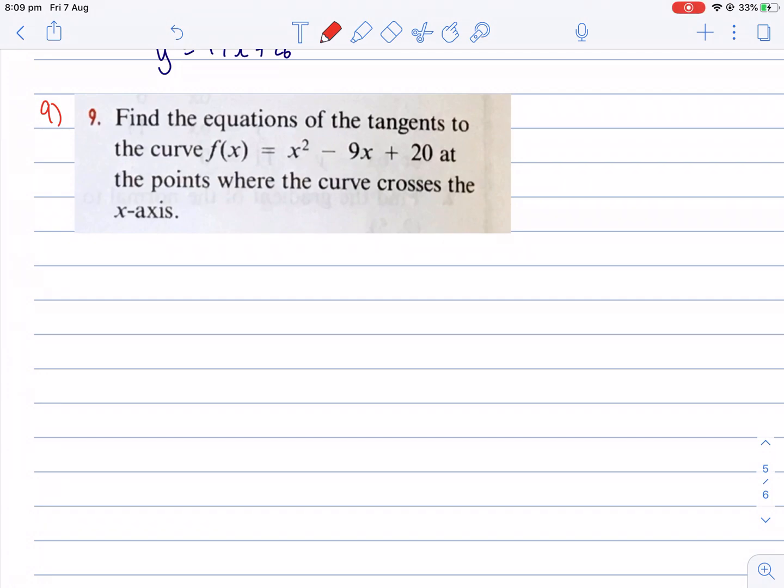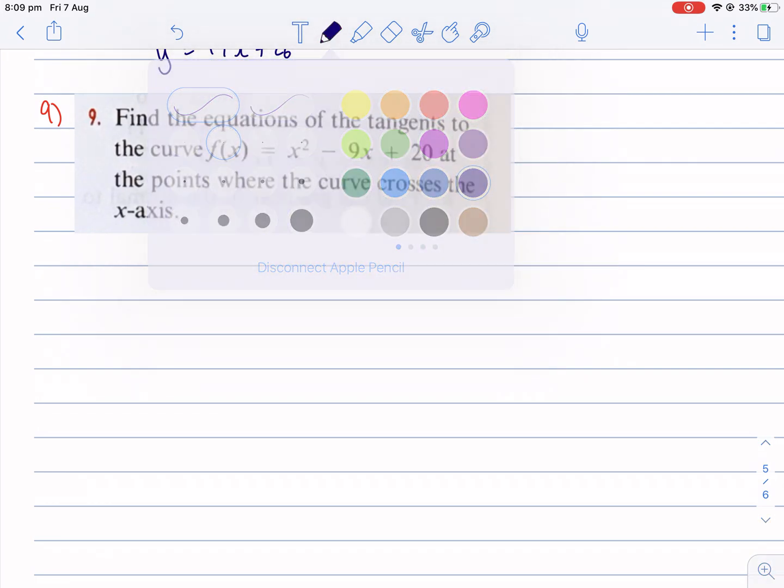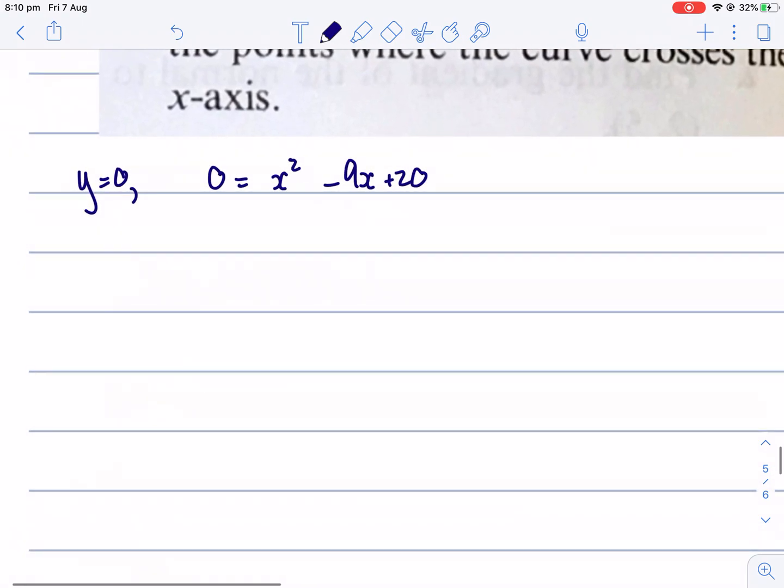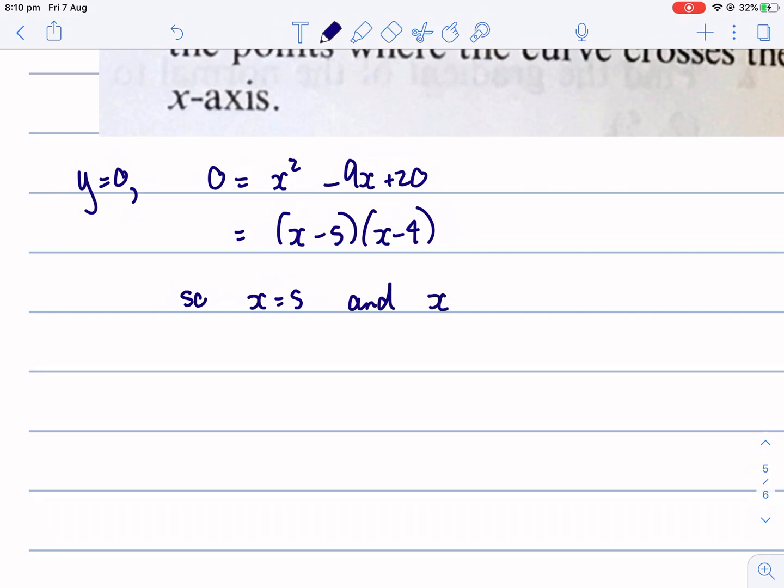All right, with question 9, we have to find where the curve does cross the x-axis before we can go too far. So remember, the x-intercepts will make y equal 0. So we've got 0 equals x squared take 9x plus 20. So we've got to factorise this. You could chuck it straight in the quadratic formula, but two things that multiply to give 20 that add to give negative 9. So that's (x take 5)(x take 4). So x equals 5 and x equals 4.